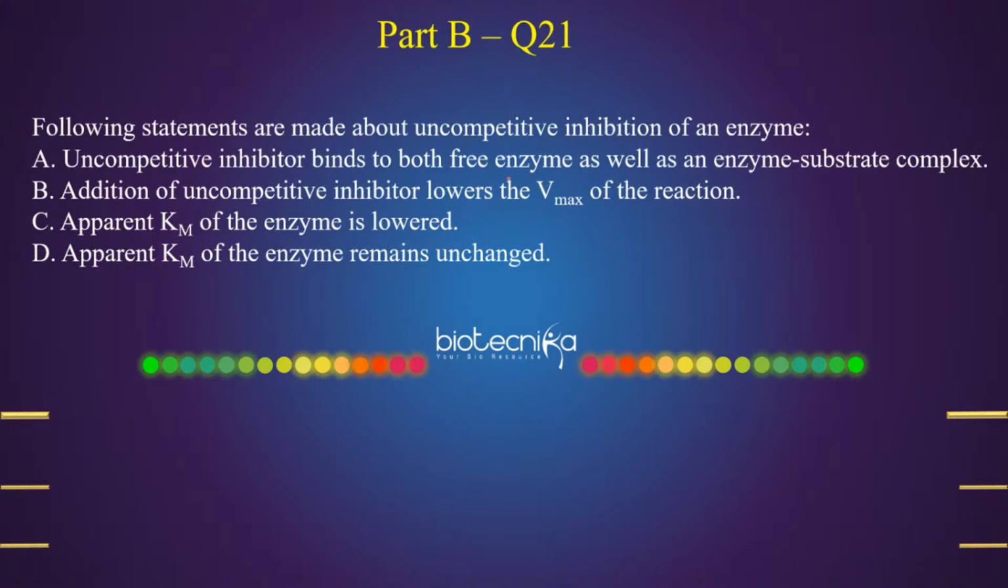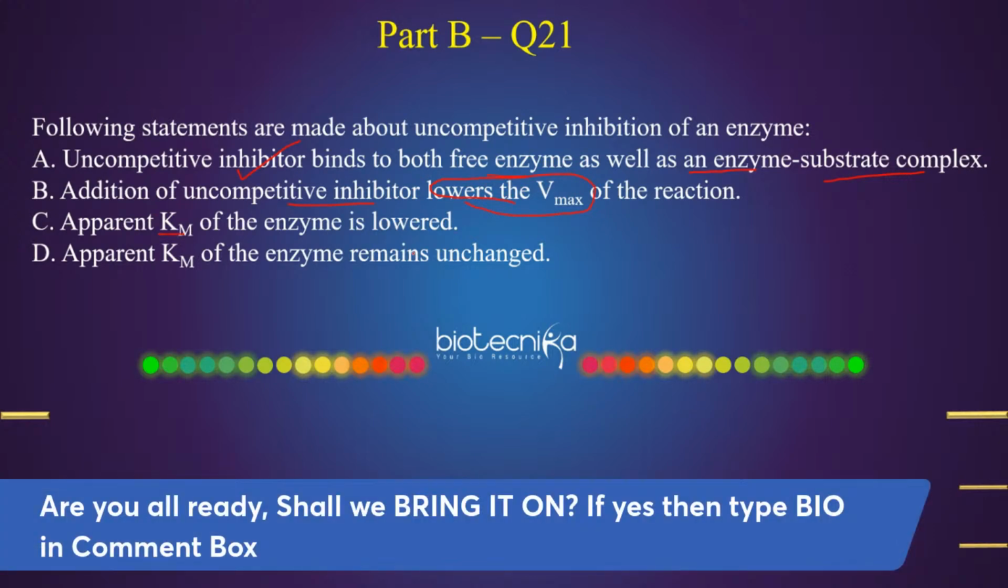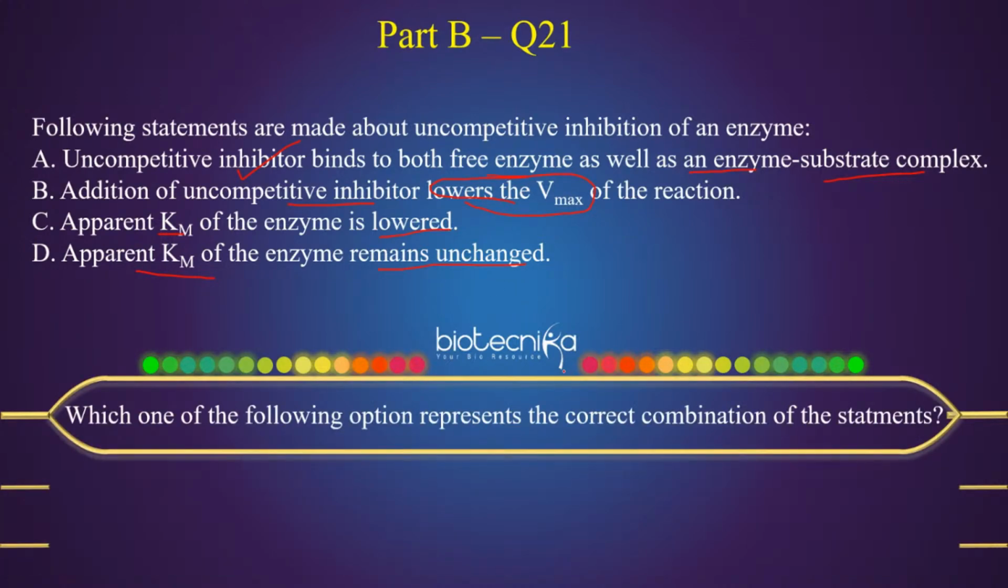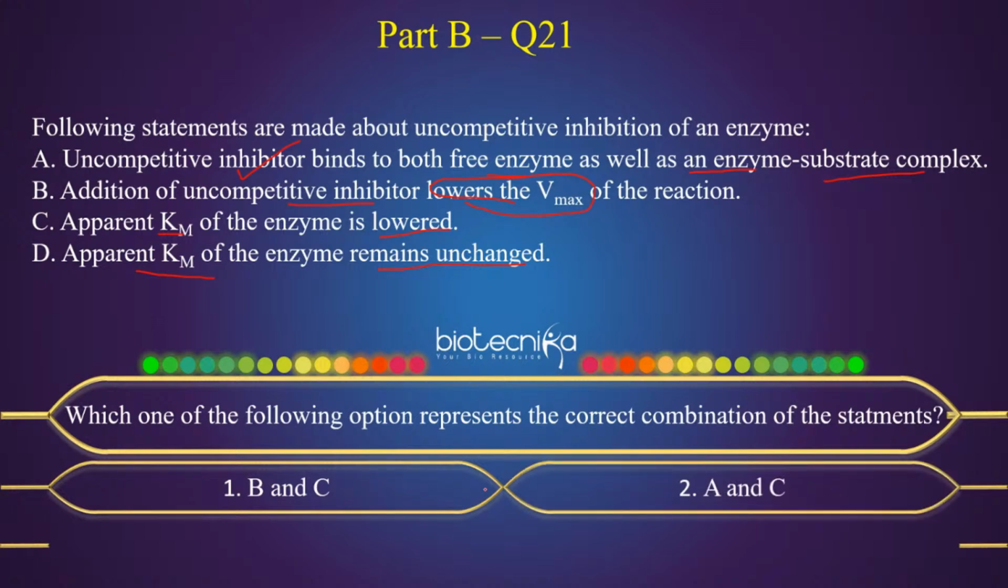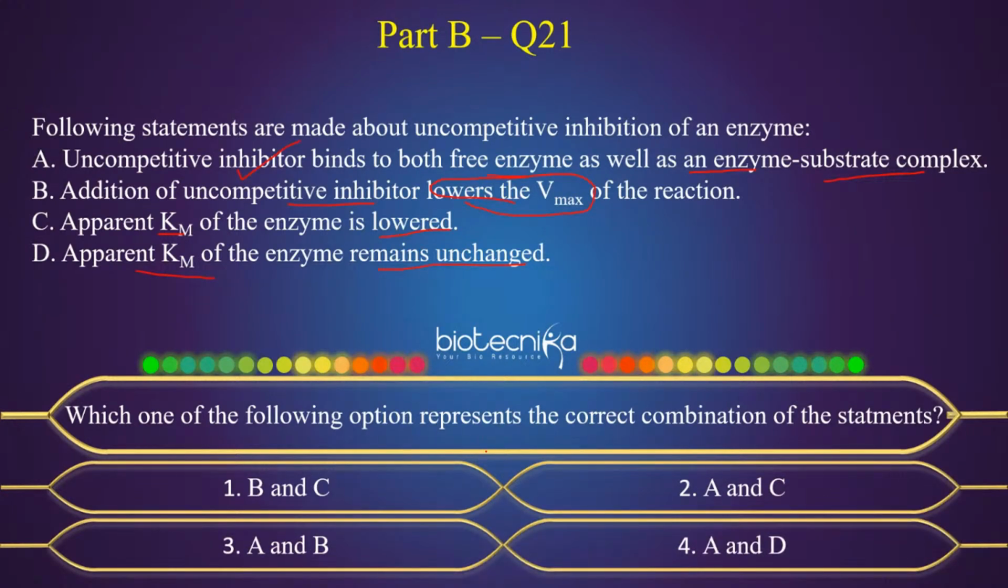The first question on your screen. Following statements are made about the uncompetitive inhibitor of the enzyme. They have asked whether it binds to both free enzyme as well as enzyme substrate complex. Second, addition of uncompetitive inhibitor lowers the Vmax. On the other hand, Km, they have said apparent Km is lowered, or apparent Km remains unchanged. Which of the following options is the correct combination? B and C, A and C, A and B, and A and D. Whoever answered this question, can you comment on what answer you have selected?